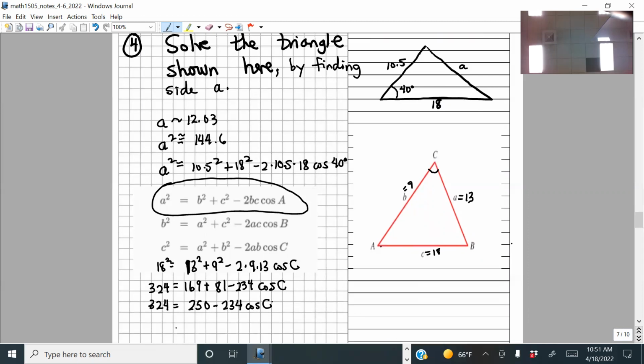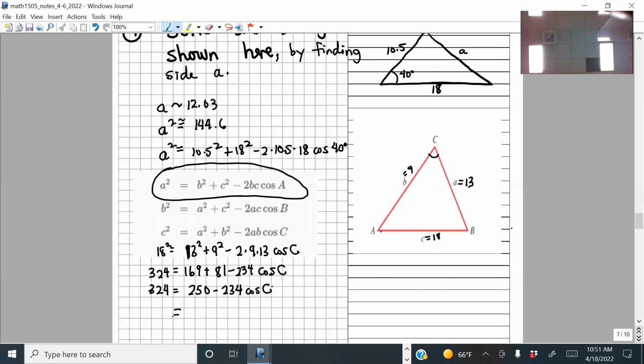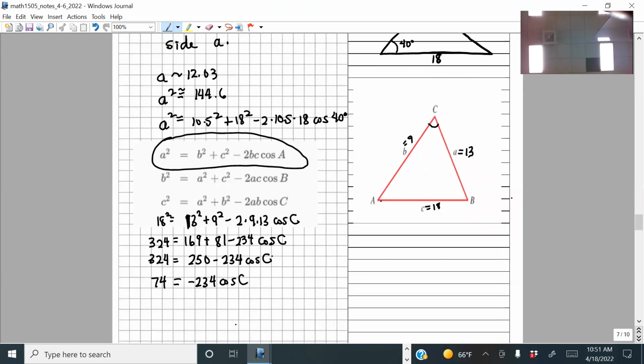Subtract 250 from both sides. I don't like that, though. What have I done wrong here? Oh, maybe nothing. All right, so subtract 250 from both sides, so we get 74 is minus 234 times the cosine of the angle C. And now divide both sides by 234, right? So we get the cosine of the angle C is minus 74 over 234, whatever value that is.